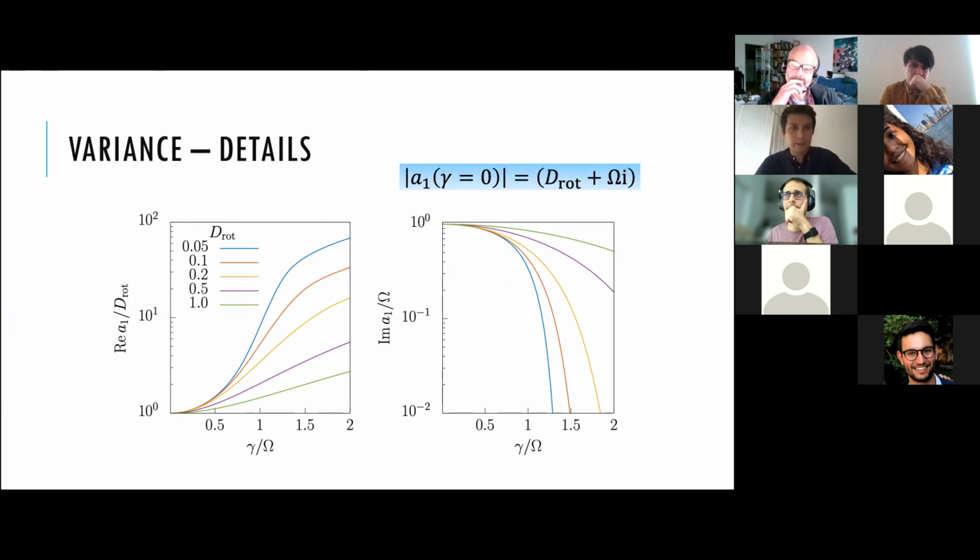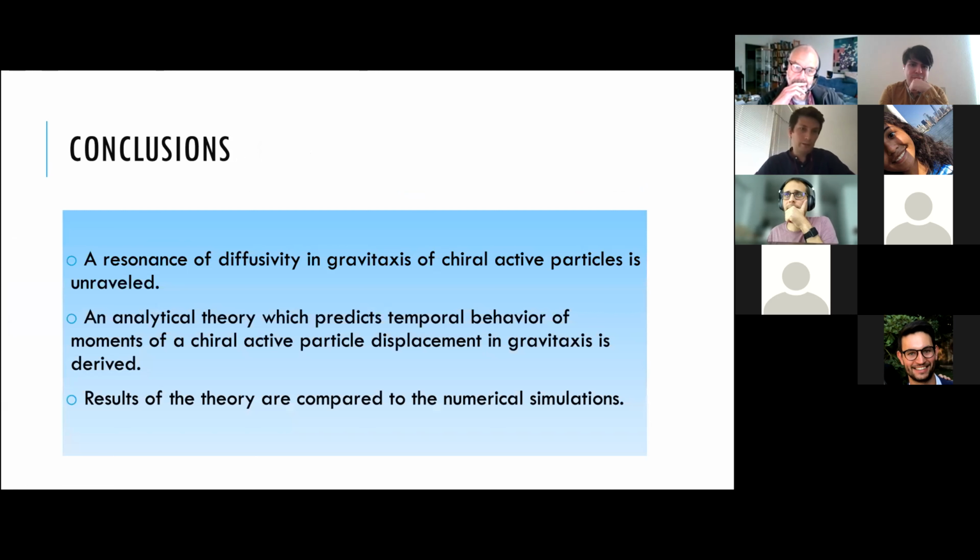And so, thank you. This is the conclusion now. We showed the resonance of diffusivity in gravitaxis for these chiral active particles. We developed an analytical theory which in principle predicts the temporal behavior of moments to any order. We can construct it for chiral active particle displacement in gravitaxis, and we compared the results of our theory with numerical simulations.